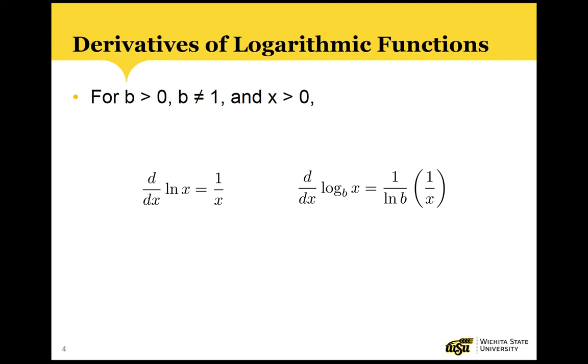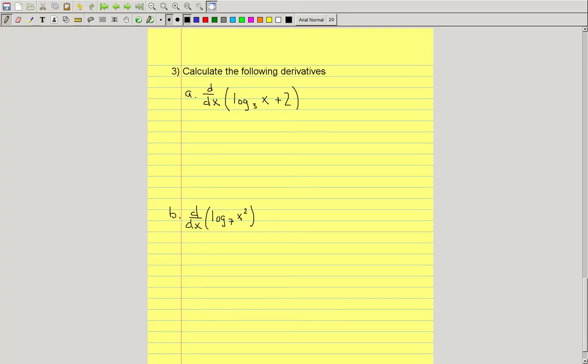Stated as a theorem, it looks like this. For b greater than 0 and b not equal to 1, and for positive x, we have that the derivative of the natural log of x is equal to 1 over x, and the derivative of the logarithm base b of x is 1 over the natural log of b times 1 over x. Let's finish up with some examples. We would like to calculate the following derivatives.